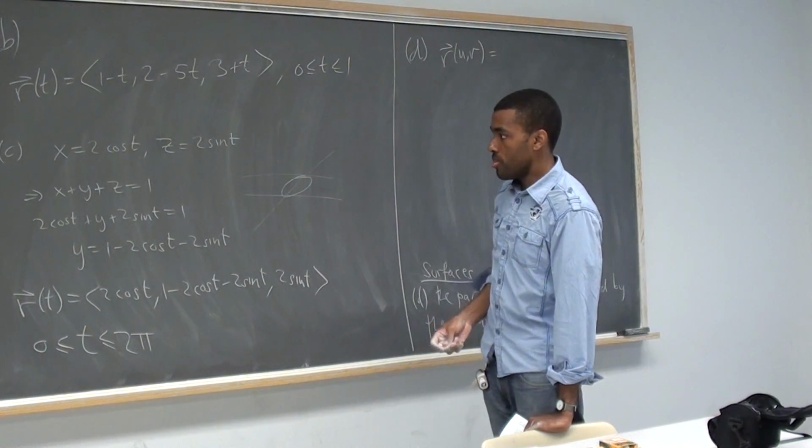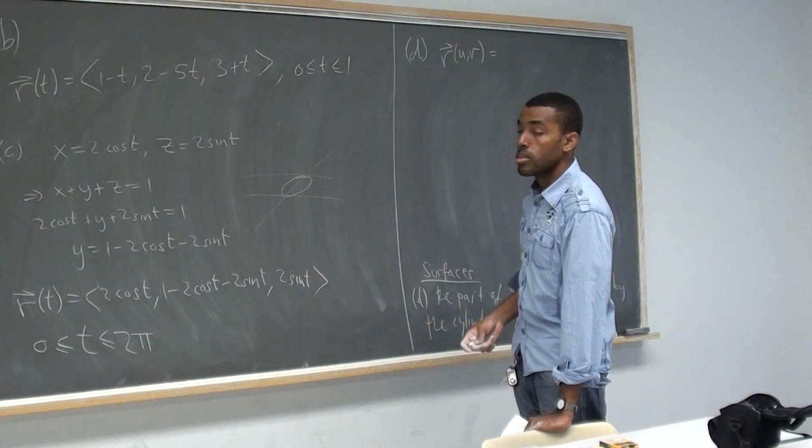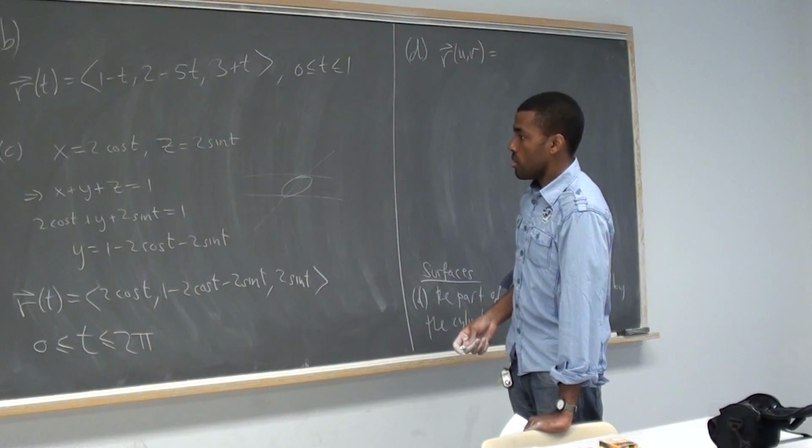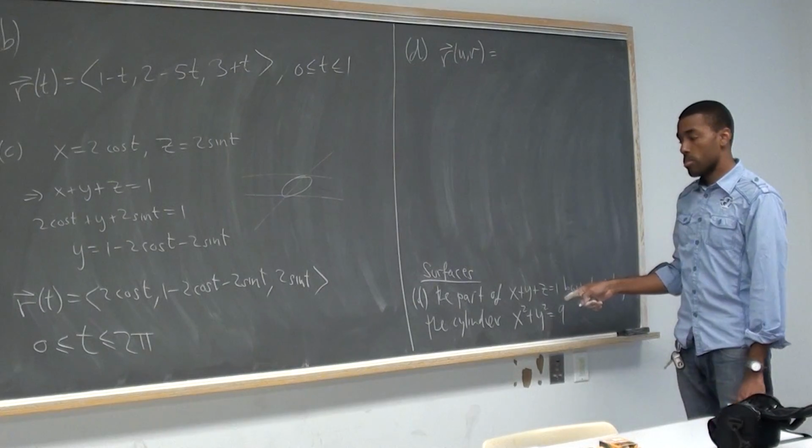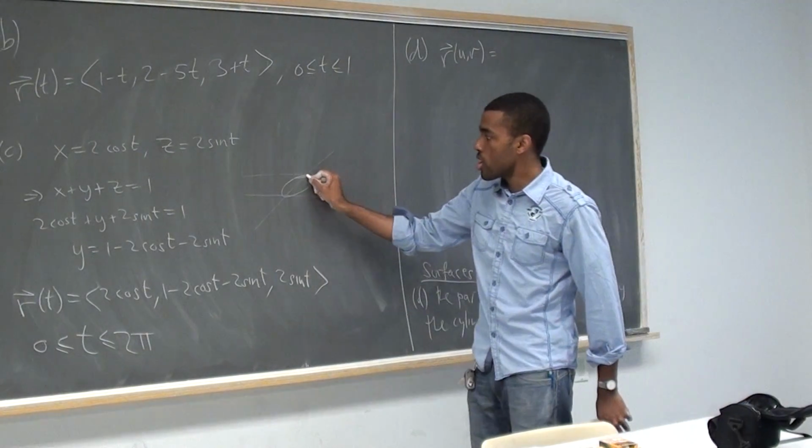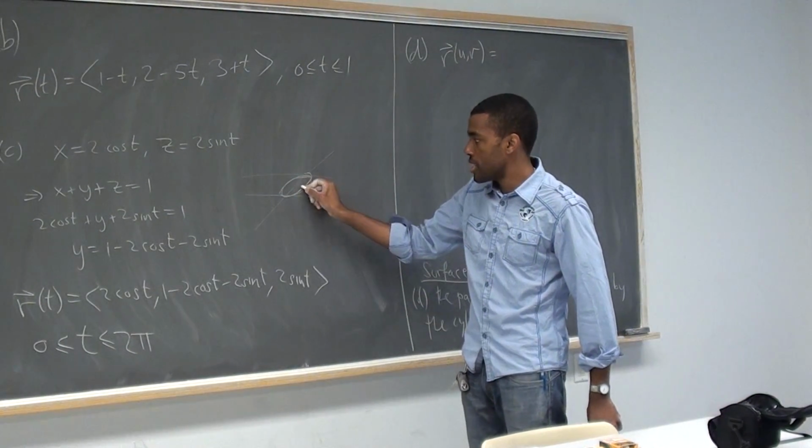What if I want to use u and v? How do I change it? For which one, D or B? For C, right? I'm doing D, right? We finished parameterizing that curve. This is parameterizing that curve C.